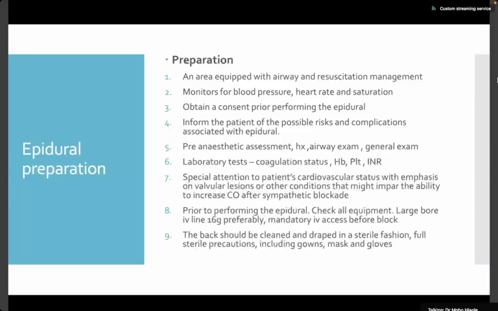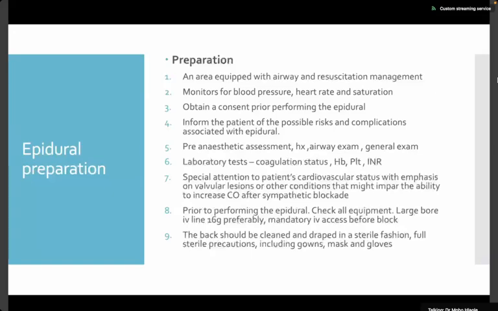Okay, so then how do you prepare for your epidural? Obviously, you need to be in an area where you have airway equipment and you have resuscitation equipment for management if anything should go wrong. Monitors should be there. You should be able to assess your blood pressure, your heart rate, and your saturation. You need to obtain a consent prior to performing the epidural. Explain to the patient what you're going to do. Explain the position that you would like them to be in.